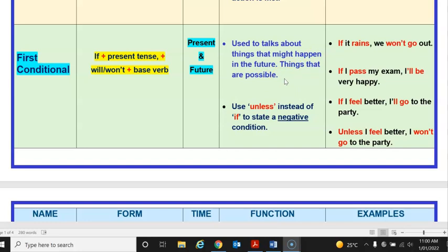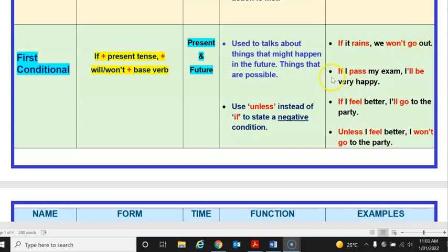Here are some examples. If it rains, we won't go out. So there's a real possibility that it will rain, and if that's the case, we won't go out. So if we have a look at the form, we've got if plus present tense, if it rains, comma, we won't go out. Will or won't plus base verb.